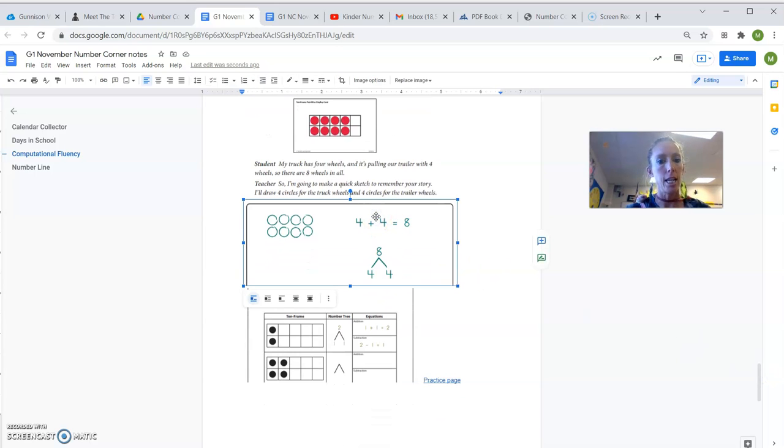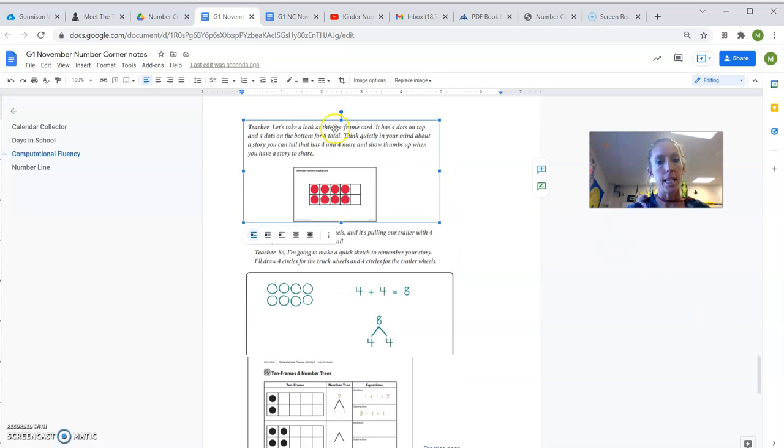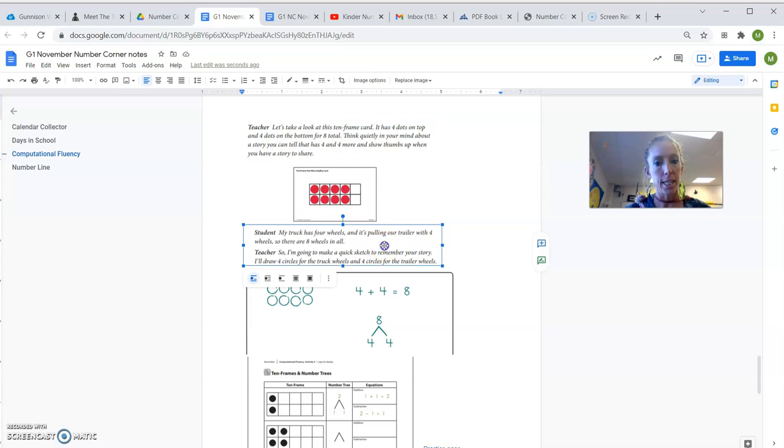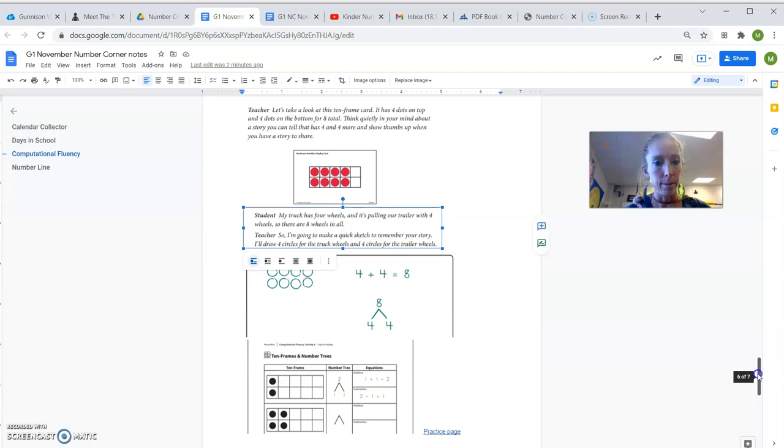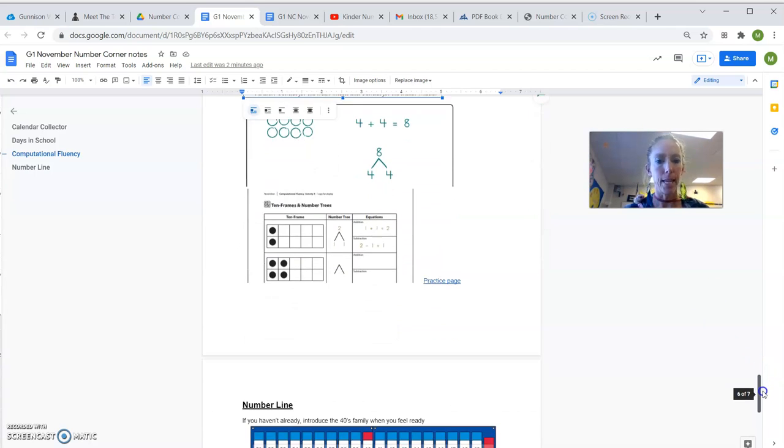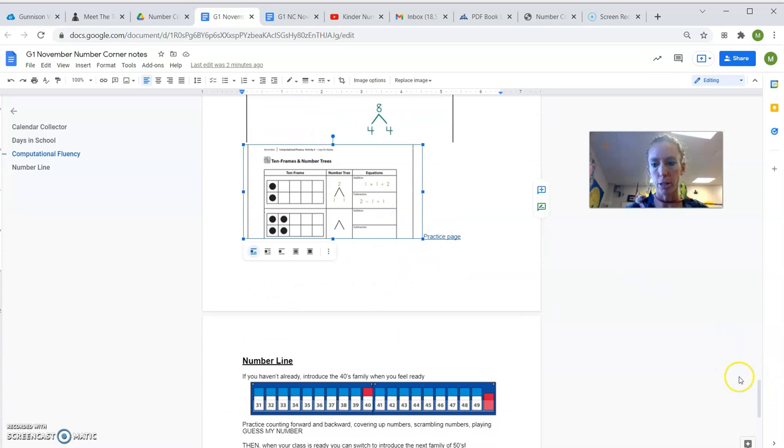This here would be another activity if you would take a card and then come up with a story for it. Now, if you have the 8 card, this was an example of a kid saying, well, my truck has 4 wheels and it's actually pulling a trailer that has 4 wheels on it too. I don't know if a kid would actually come up with that, but yeah, that's there. And then you have a practice page.